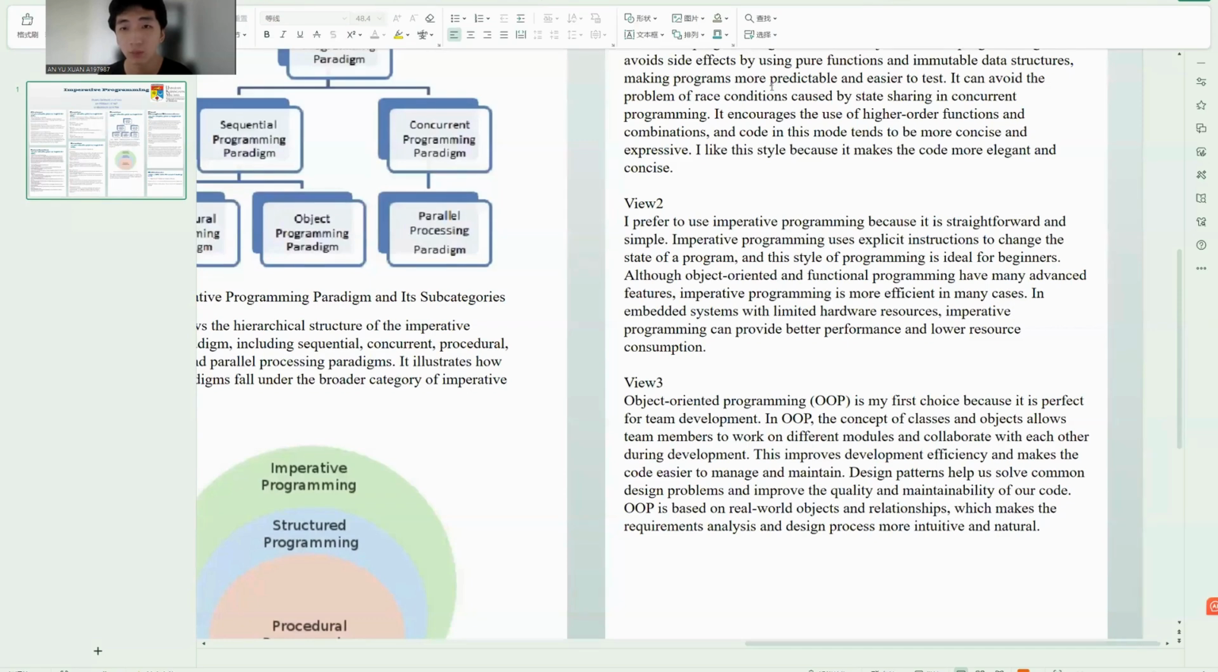I prefer to use imperative programming because it is straightforward and simple. Imperative programming uses explicit instructions to change the state of the program, and this style of programming is ideal for beginners. Also, object-oriented and functional programming have many advanced features. Imperative programming is more efficient in many cases. In embedded systems with limited hardware resources, imperative programming can provide better performance and lower resource consumption.